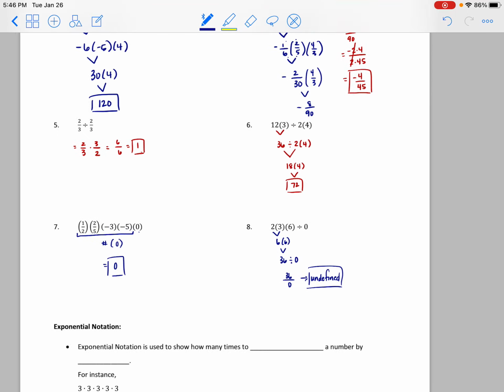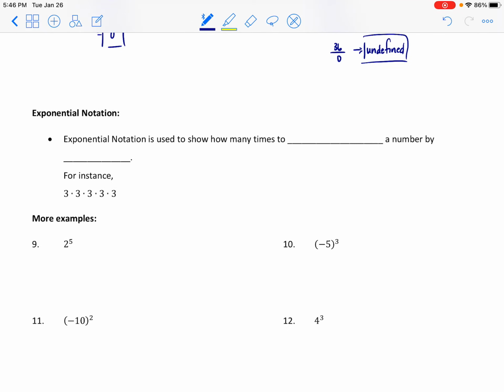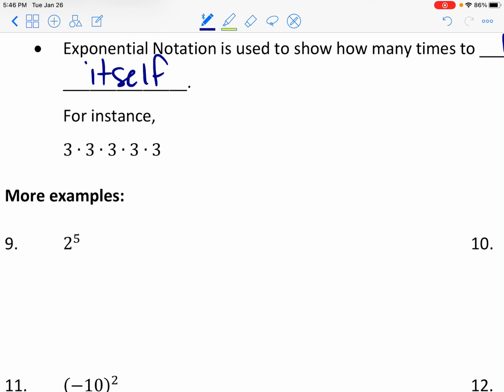Okay, where are we at here? All right, some exponential notation to finish off this lesson, because exponential notation is really just another way to multiply. Exponential notation is used to show how many times to multiply a number by itself. So for example, if we were looking at 3 times 3 times 3 times 3 times 3, if we're going to multiply 3 by itself 5 times, the shorter way to write this is using exponential notation. So this would be 3 to the 5th power.